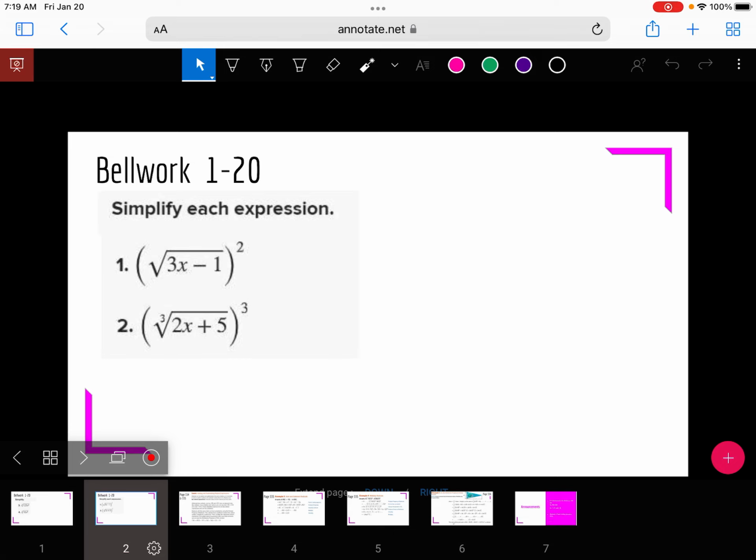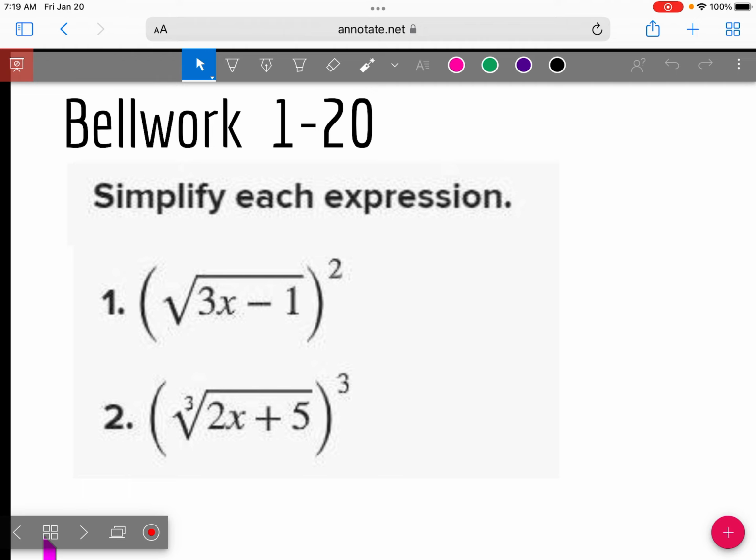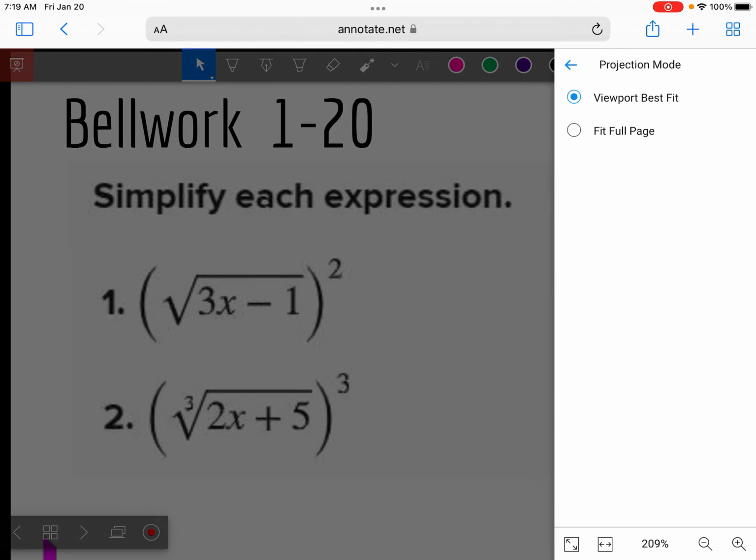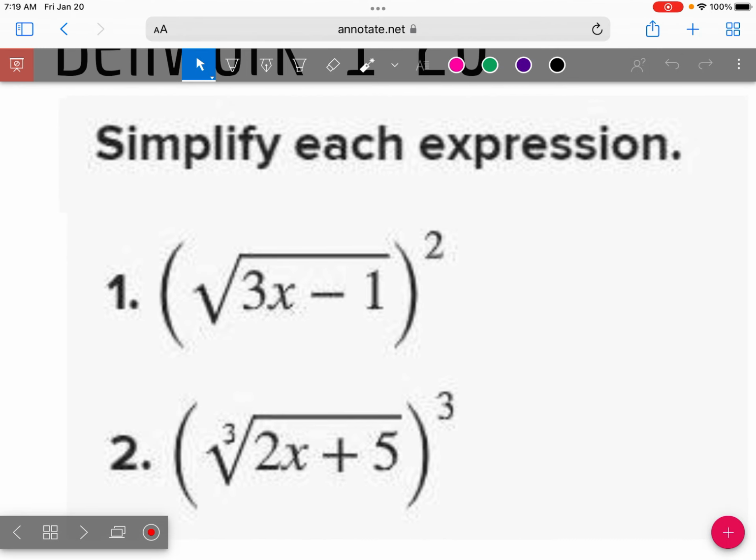Okay, so looking at these, what's going to happen for number 1 here? Oops, let's lock that in. What's going to happen with my square and my square root? We're not going to separate them because there's adding and subtracting inside. What happens with this square root and the square?